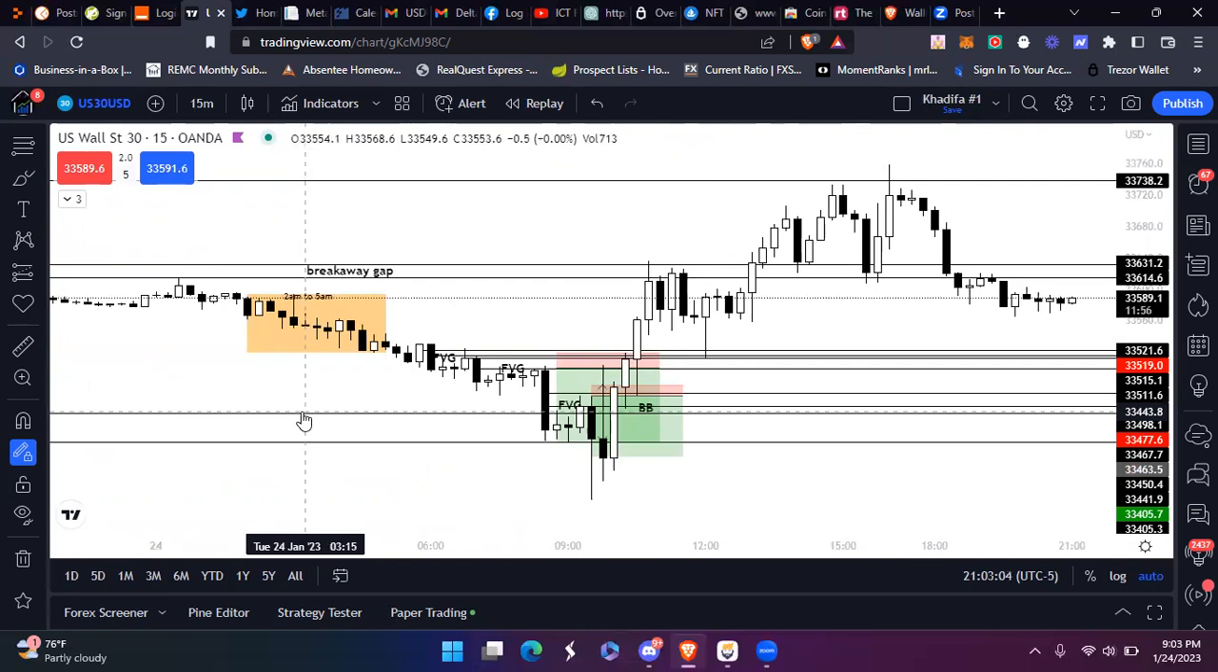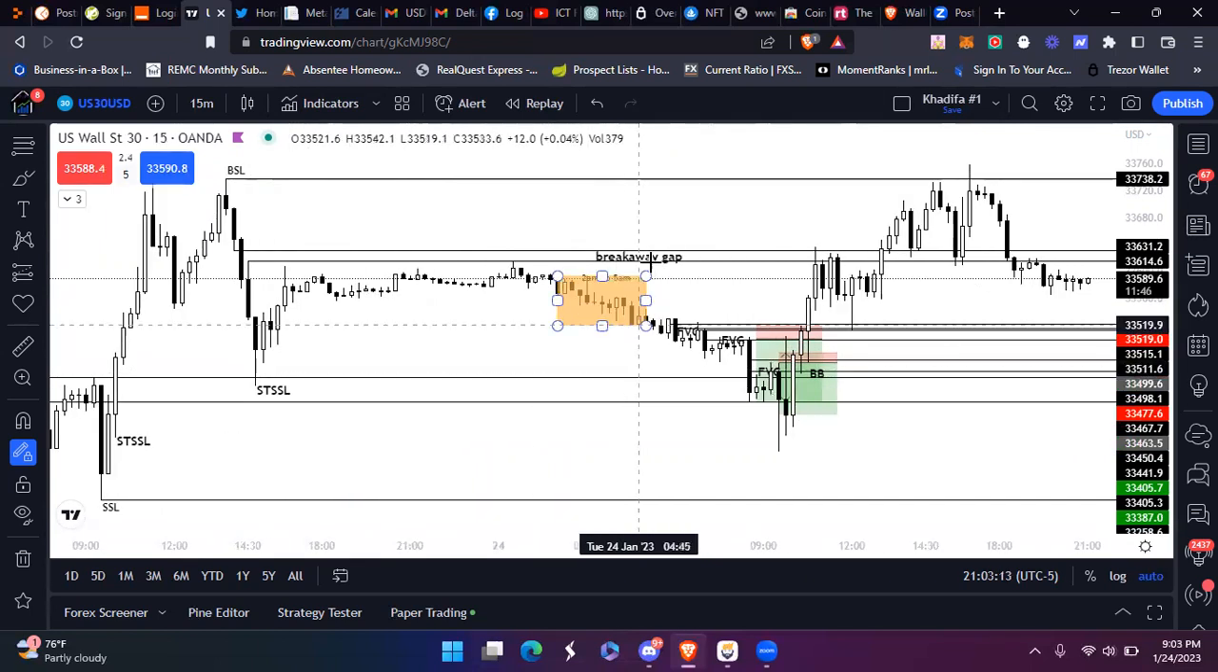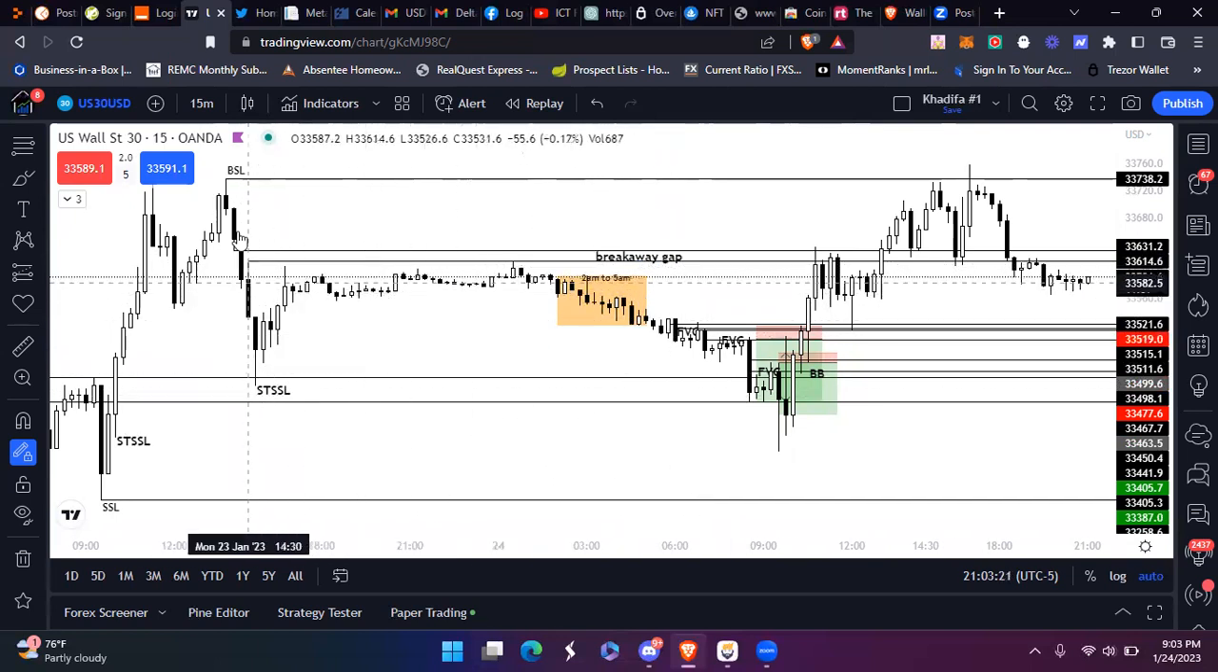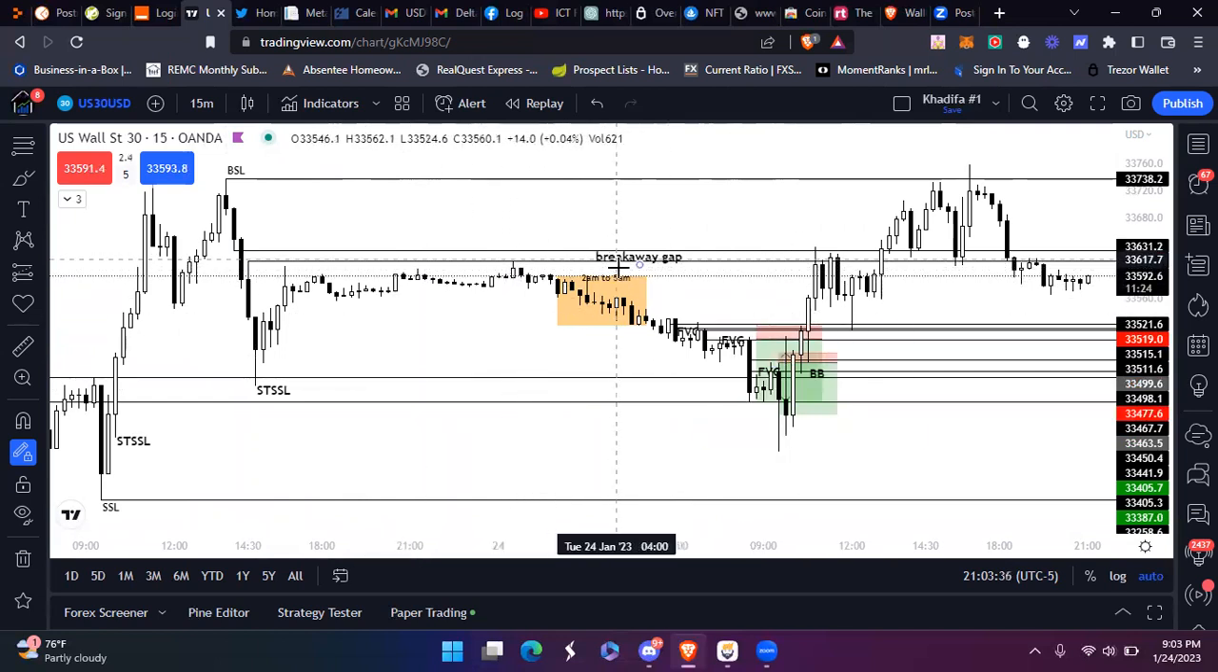Now we're on the 15. We go from the hour to the 15. As you can see, you still have your buy side, sell side liquidity, short term sell side liquidity identified. We have what Michael Huddleston has coined the breakaway gap here. That's when a fair value gap is created and price comes back up perfectly to that candle that created the fair value gap, down to the decimal, without breaking up into the fair value gap. Then that's a breakaway gap.